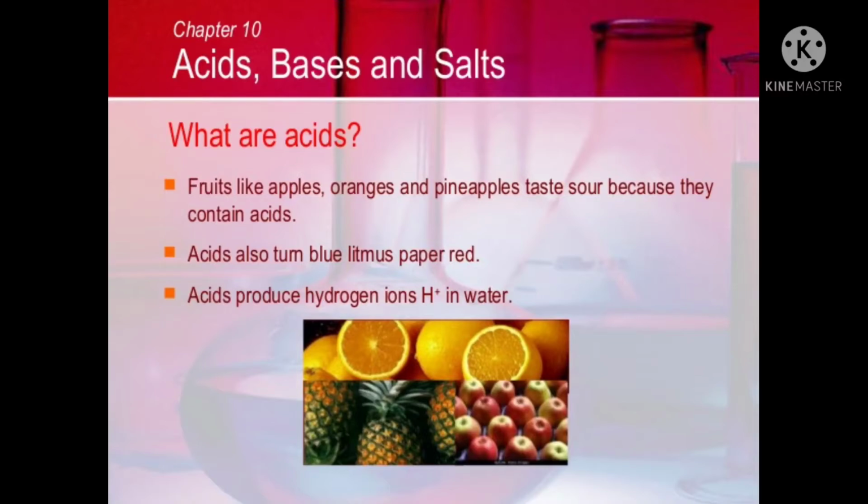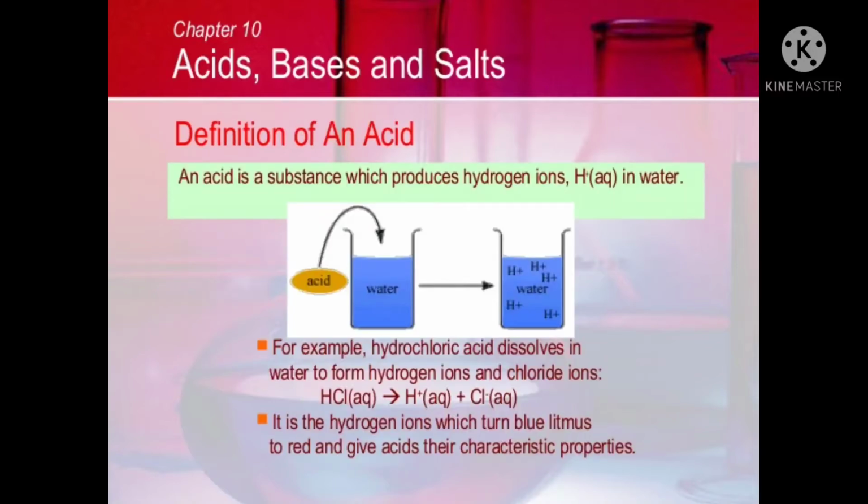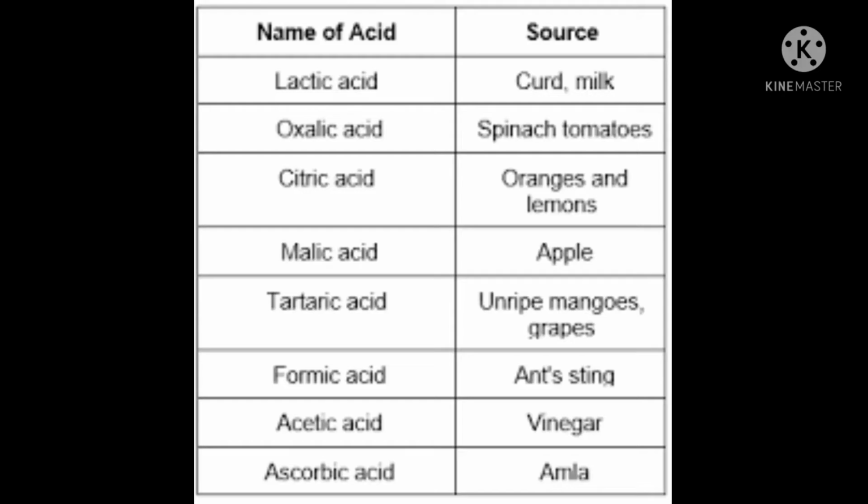And acids produce hydrogen ion in water. For example, when hydrochloric acid is dissolved in water, it forms hydrogen ion and chloride ion: HCl gives H plus and Cl minus. Examples of acids: lactic acid, which is present in curd and milk, and oxalic acid. Spinach and tomatoes contain oxalic acid. Citric acid is present in oranges and lemons. Malic acid is present in apple. Tartaric acid is present in mangoes, grapes, etc.